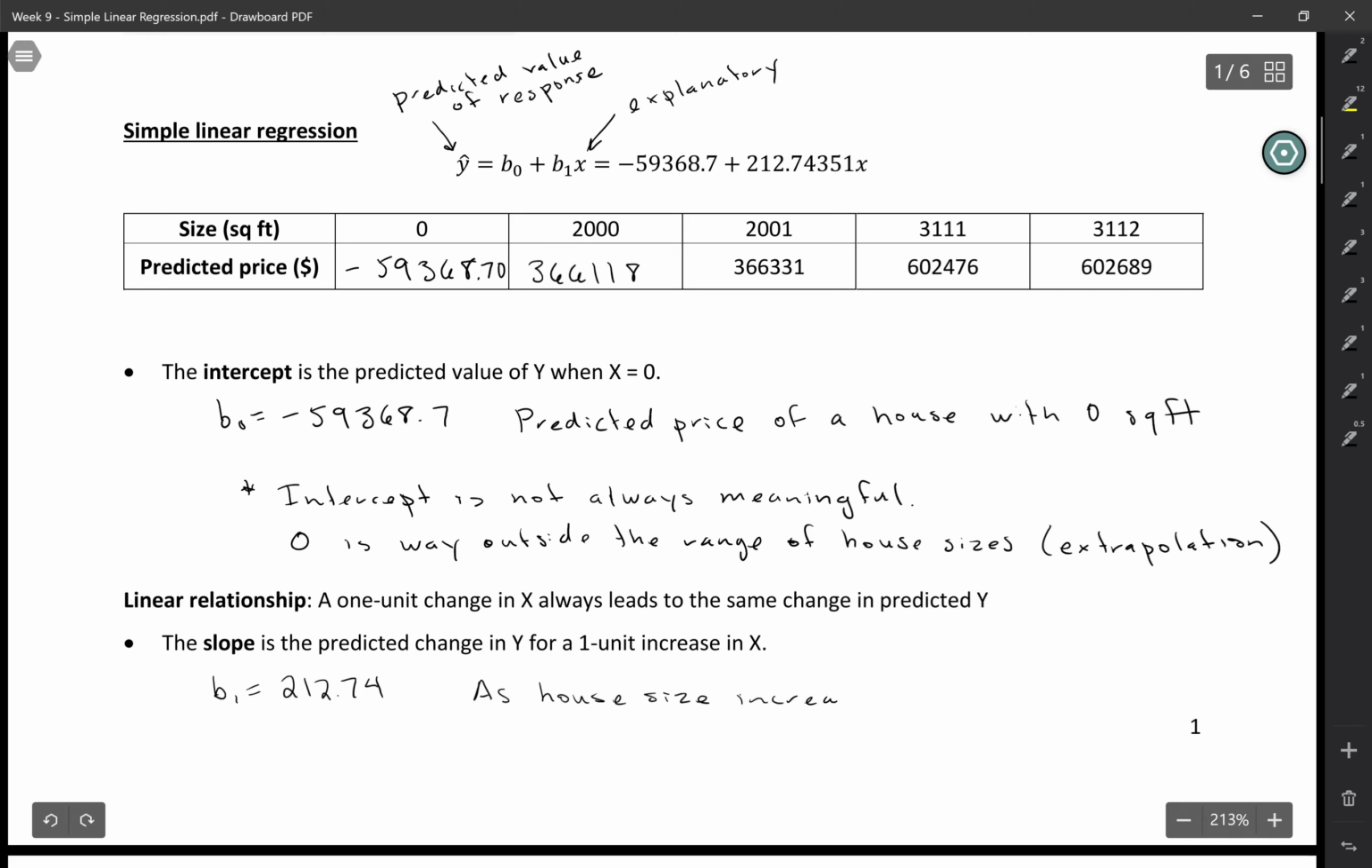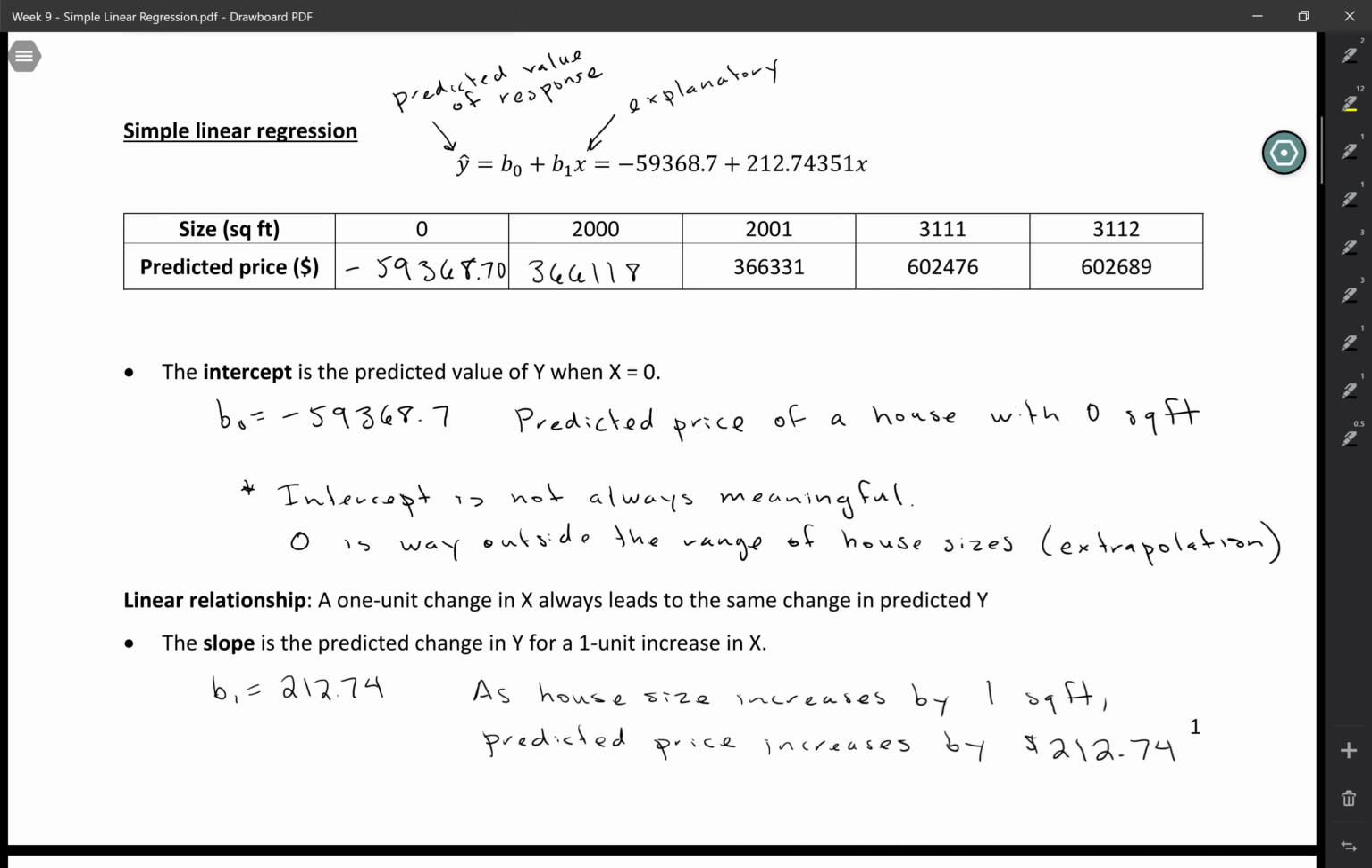So in context, we would say that as the house size, that's our explanatory variable, increases by 1, and the unit here is square feet, so as it increases by 1 square foot, the predicted price, remember we want to say predicted price, increases by $212.74. And units are important here. We want to make sure we've got the units for x and the units for y.